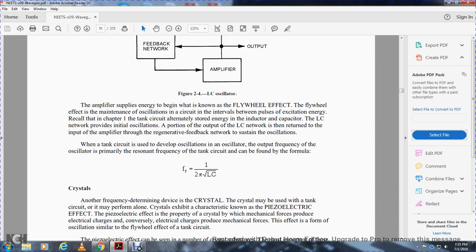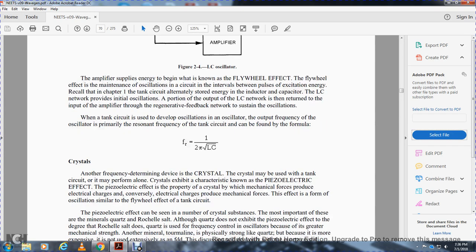When the tank circuit is used to develop oscillation as an oscillator, the output frequency of the oscillator is primarily determined by the resonant frequency of the tank circuit, which can be found with the formula: resonant frequency equals 1 over 2 pi times the square root of inductance times capacitance.